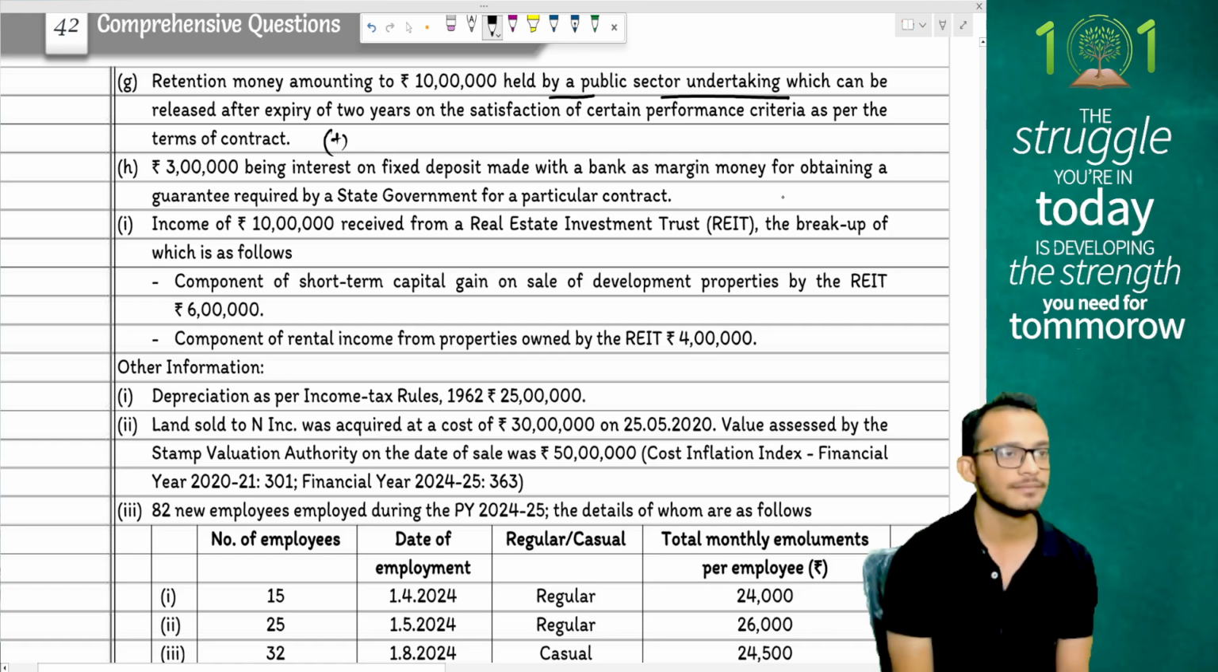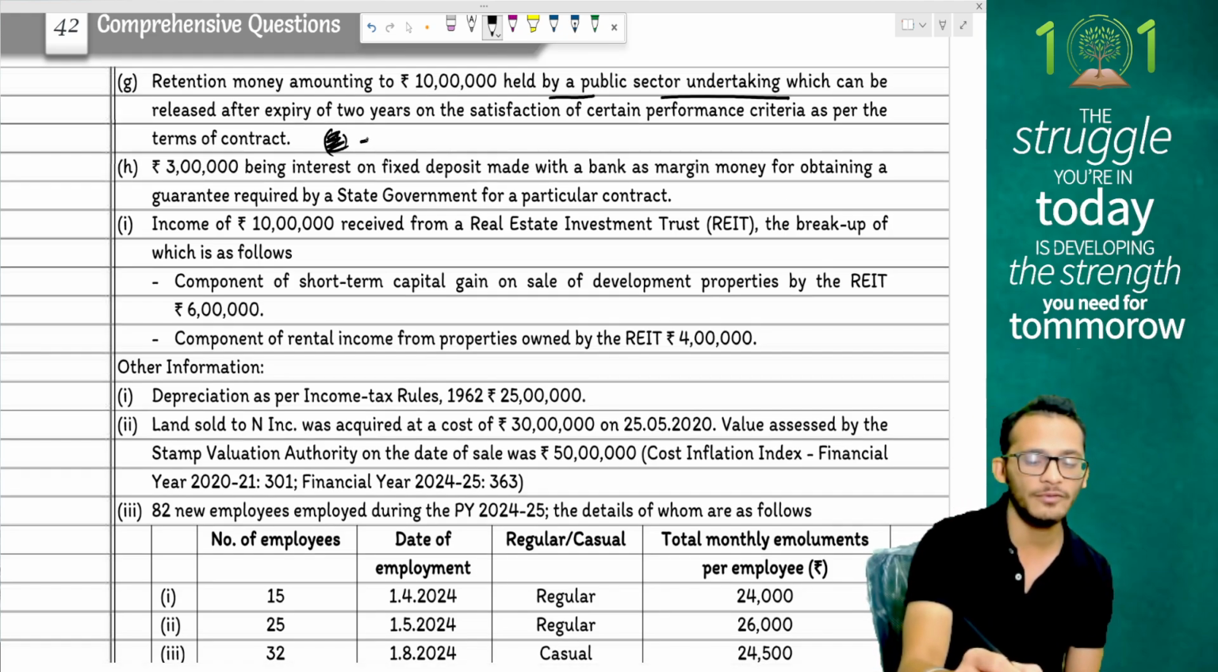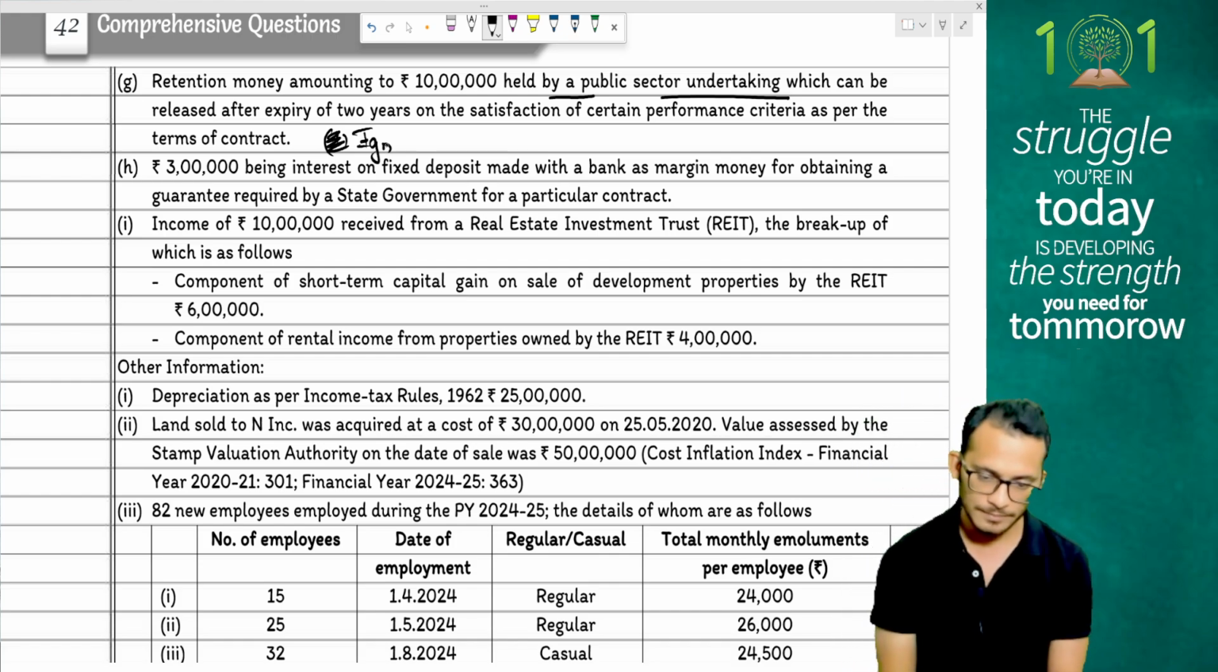They've already credited. There is no implications on this. I'm talking from the fact that it is to be taken as income. Next, 3 lakhs being interest on fixed deposits made with the bank as margin money for obtaining guarantee required by a state government for a particular contract.